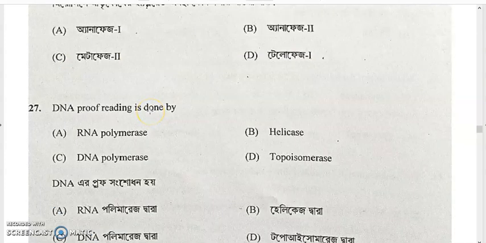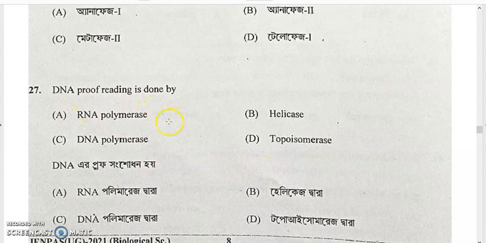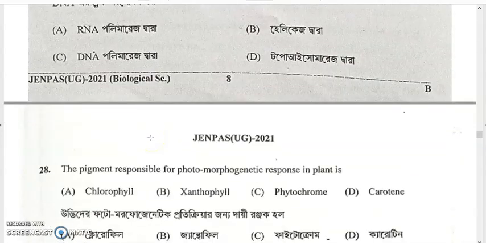DNA proofreading activity is done by DNA polymerase 1, known as the Kornberg enzyme. DNA polymerase 3 is the main replicating enzyme. The options are: A, RNA polymerase; B, helicase; C, DNA polymerase; D, topoisomerase. DNA proofreading is done by DNA polymerase.